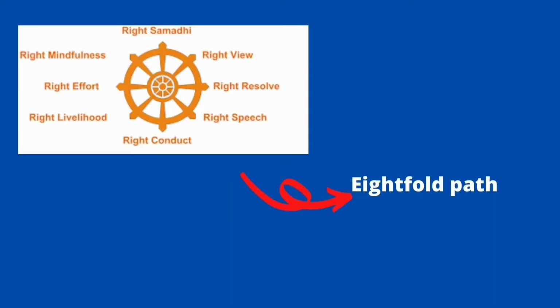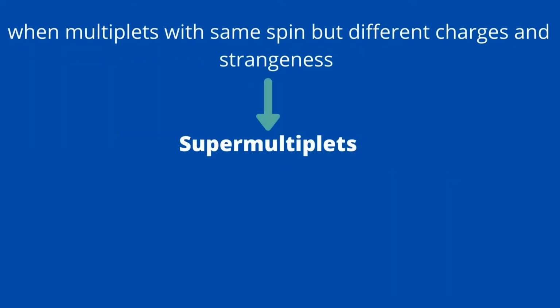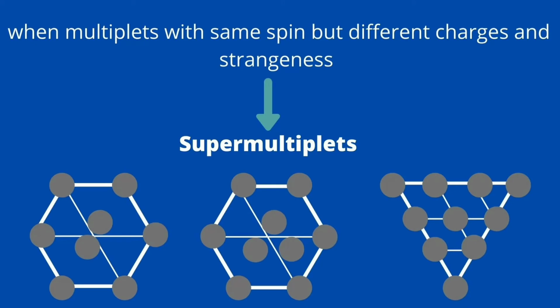The name of the system was suggested by an analogy with the Eightfold Path of Buddhism because of the centrality of the number 8. Eightfold Way also means that multiplets with the same spin but different charges and strangeness number are grouped together and become supermultiplets. There are many supermultiplets, but we'll only focus on the baryon octet, meson nonet, and baryon decuplet.